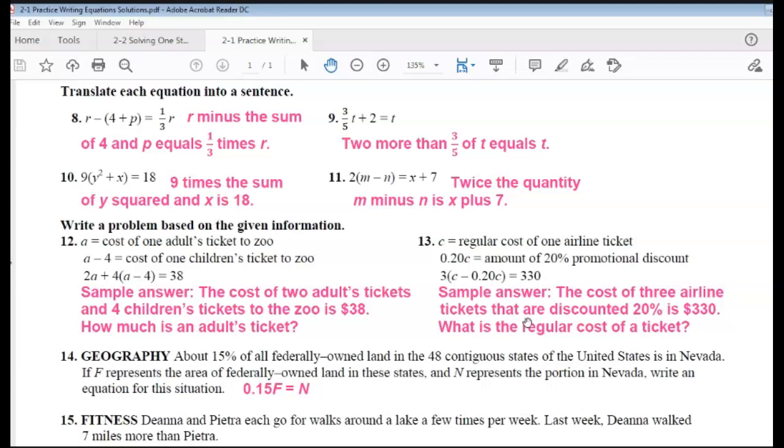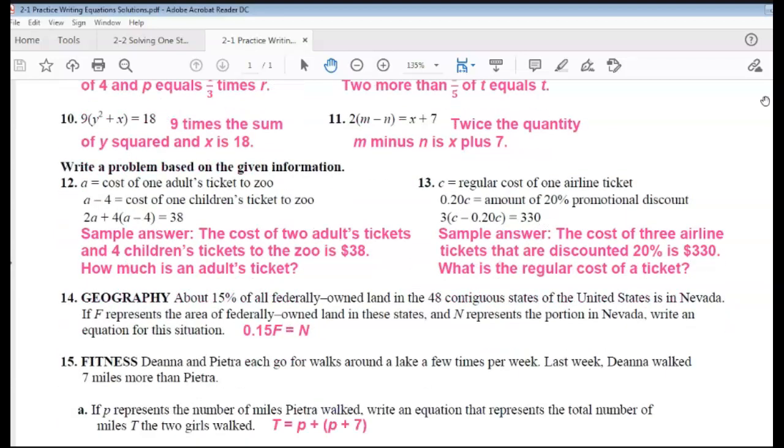12 and 13, you could have been as creative as you wanted. Sample answers would look like the cost of 2 adult tickets and 4 children's tickets to the zoo is $38. How much is an adult ticket? So you're trying to ask questions about the variable that you are given. So here, if it's talking about the regular cost of 1 airline ticket, I am probably asking a question like, what's the cost of a ticket?